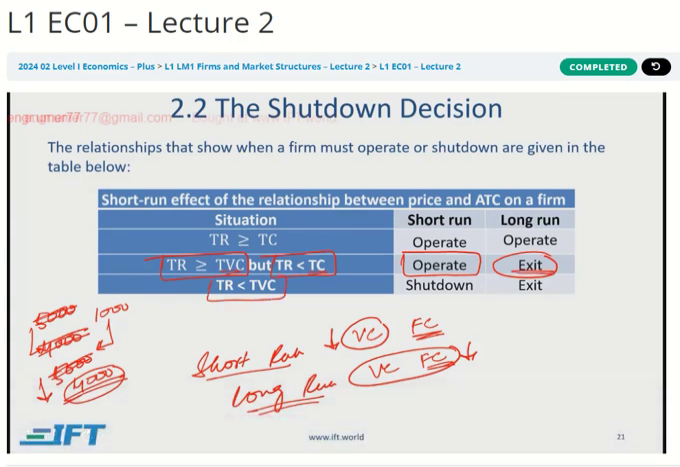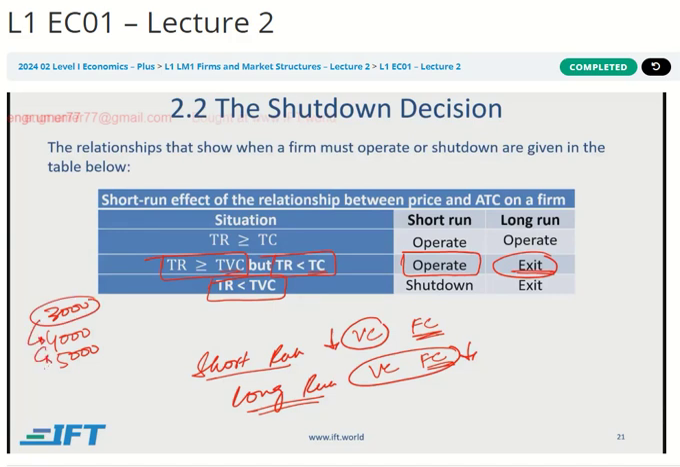However, if the revenue falls below the variable cost as well, let's say your variable cost is 4,000, your fixed cost is 5,000, and your revenue is 3,000. So your revenue is not even covering your variable cost, what to talk about covering your fixed cost. In that scenario, we will shut down even in the short run. And of course, if the revenue is covering both variable and fixed, that is, total cost is covered, then we will continue to operate in the short run and in the long run.